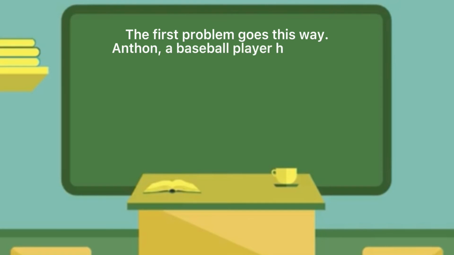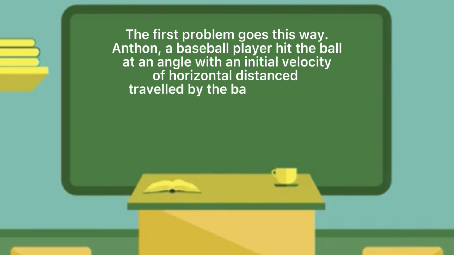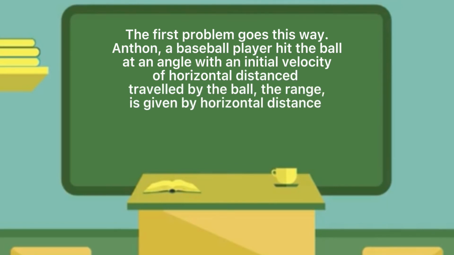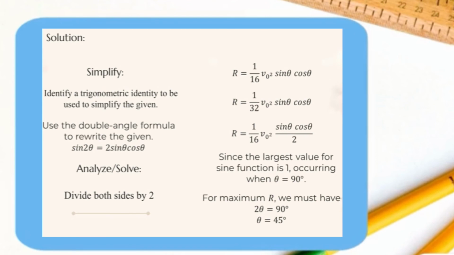Anton, a baseball player, hit the ball at an angle with an initial velocity of horizontal distance d traveled by the ball. The range is given by the horizontal distance r equals sine theta cosine theta. At what angle theta is r maximum? Given r is equal to 1 over 16 times the initial velocity v sub 0 raised to 2 times sine theta cosine theta. Unknown: theta where r is at maximum. Identify a trigonometric identity to be used to simplify the given.